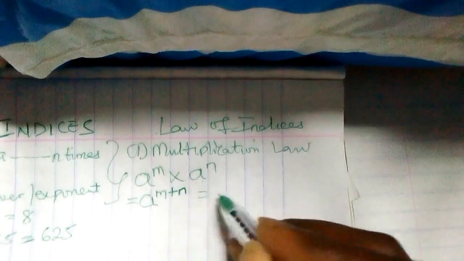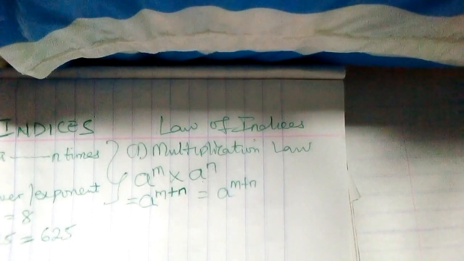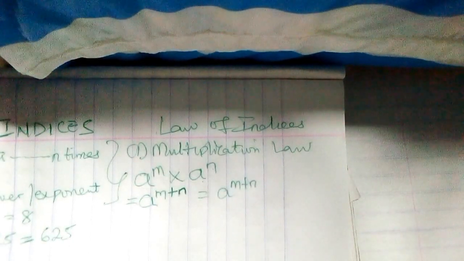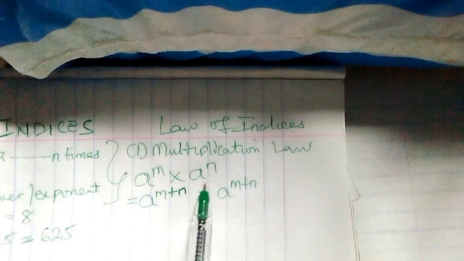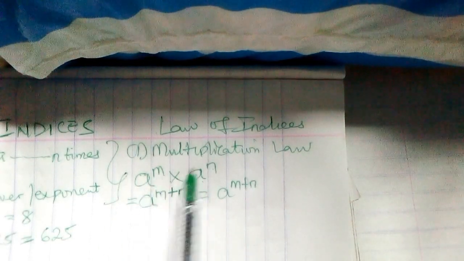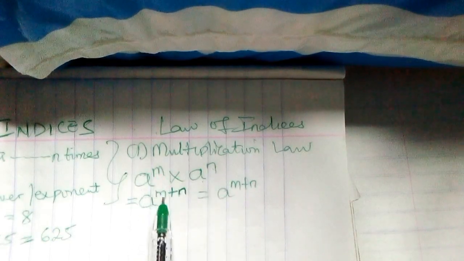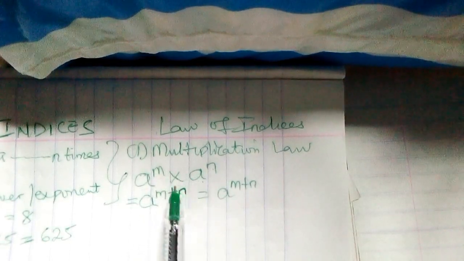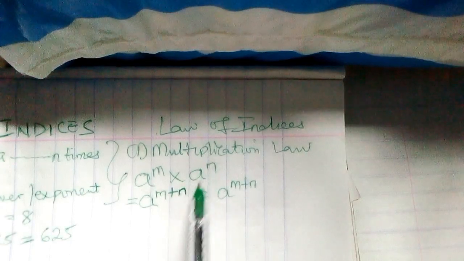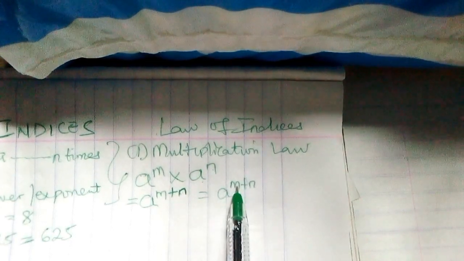So everything turns to a raised to the power of m plus n. Now you see that the law for multiplication: the two bases are the same. Carry one base. Then carry the one on top, what they call the index or power. Carry this m and put it here. The multiplication law turns to plus, then carry the second power, put it there. You understand? Then it turns to a raised to the power of m plus n.